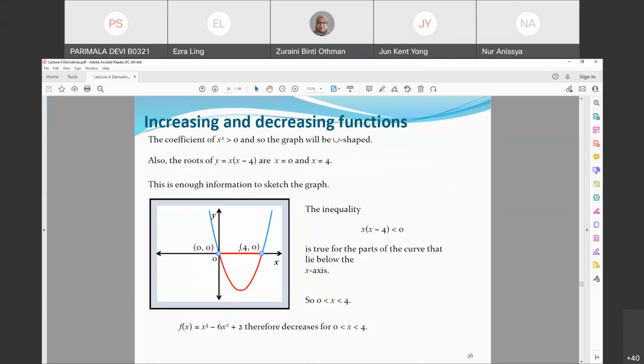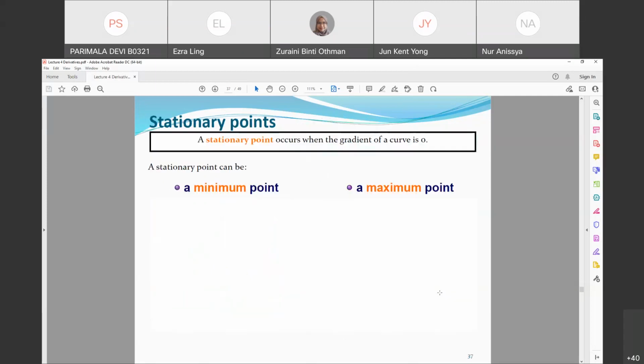Bila kita lukis dia di bawah garis kosong tu, merah ni, maksudnya kita tahu bahawa dia ialah decrease when it is from 0 until 4. It is not include 0 and not include 4 because that's why when we plot it, we put it as a whole. Maksudnya kita bukan satu titik yang fill. Macam tu. Okay. Then this is maximum and minimum point.